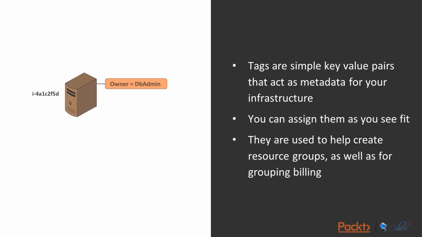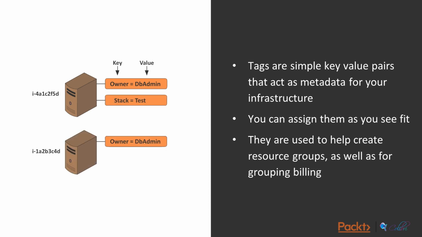So tags are really just simple key value pairs that act as metadata for your infrastructure. You can assign them as you see fit, and they're used to help create resource groups as well as for billing. So we've got a simple example here on the left-hand side. We've set the owner to DB admin, we've set the stack to test, and those are keys that we define and values that we define. So you could put anything you like here. You could put Donald and Trump if you so desire. And likewise for this other instance, the owner is dbAdmin, but the stack for this one is production.